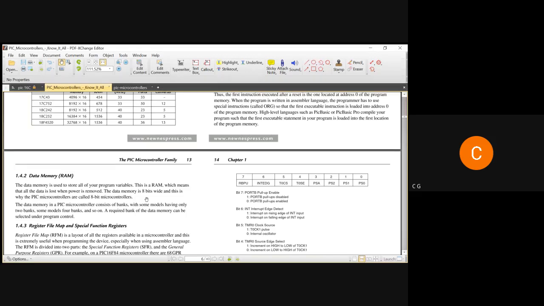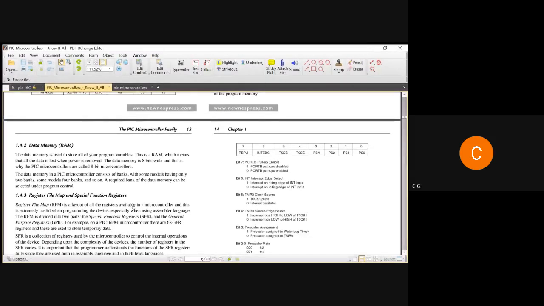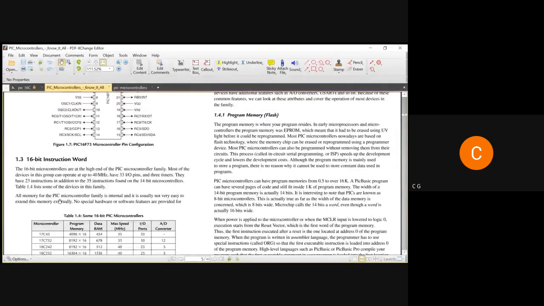So Harvard architecture is the architecture where you have a separate address bus and separate data bus. Von Neumann has a common address and data bus. Also, you see here that there is a separate program memory and separate data memory. The program will be stored in a separate memory which is 14 bits wide, and data is stored in an 8 bit wide data memory. Okay, so just notice this difference.